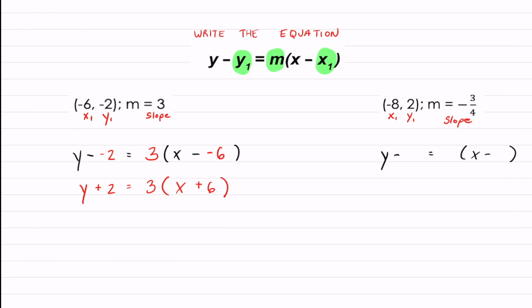So the first part, I'm going to plug in y1 once again, that's a 2. Then I plug in my slope, -3/4. And then I plug in my x1 number, which is -8. The only thing I have to simplify right here, folks, is this part right here. X minus -8 is the same as x plus 8. And then keep everything else the same. And that, ladies and gentlemen, is how you write something in point slope form.